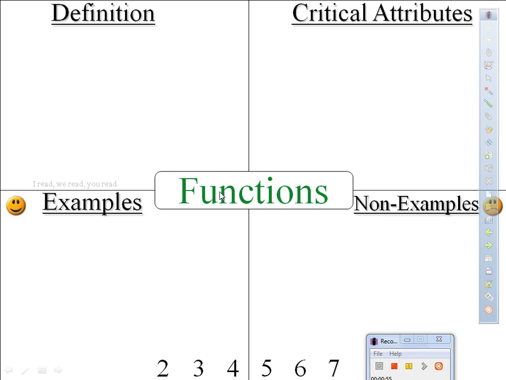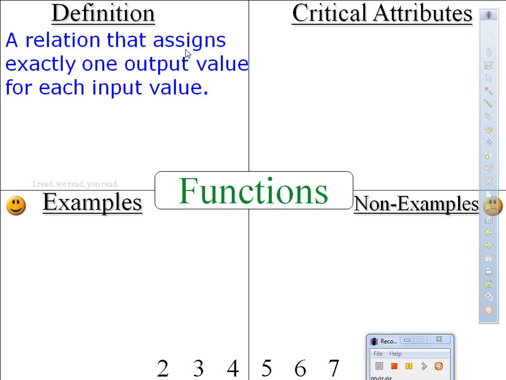We already covered the basic definitions yesterday, but here it goes again to clarify. Functions are a relation that assigns exactly one output value for each input value.